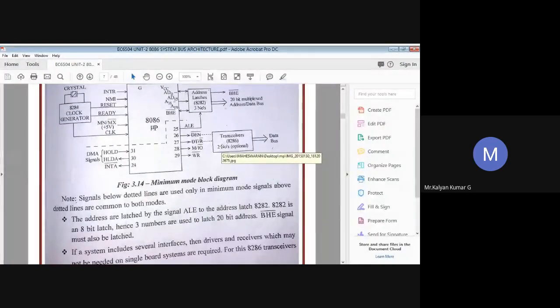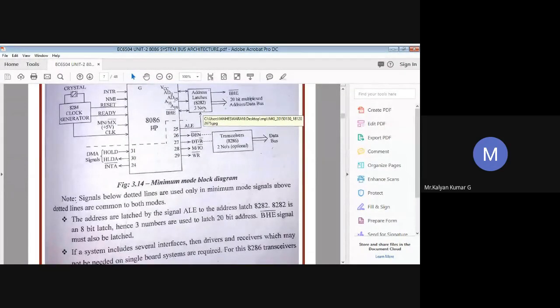In addition to this, demultiplexing the address and data and address and status lines is also possible with the help of an 8-bit D-latch. I think you can see here an 8-bit D-latch, the address latch, is given. Here I am going to use the 74LS373 as the D-latch, so there is an 8-bit D-latch available.